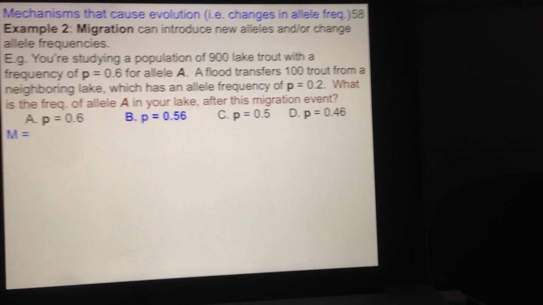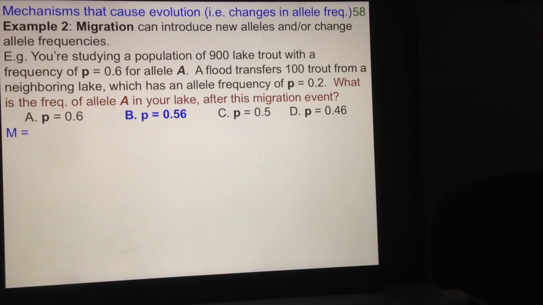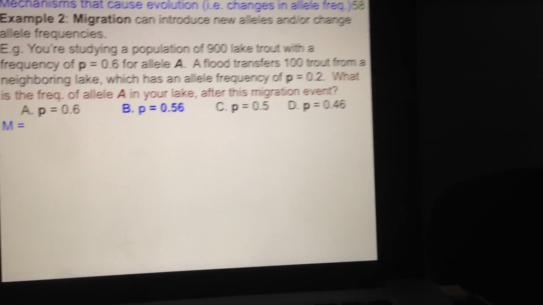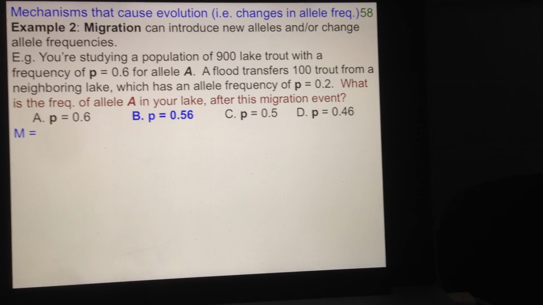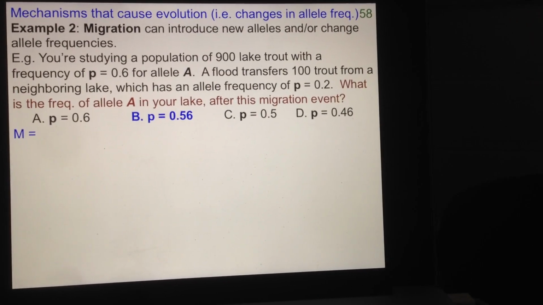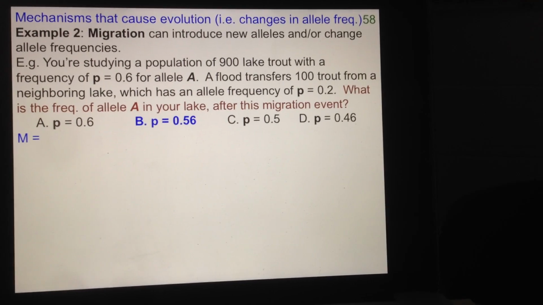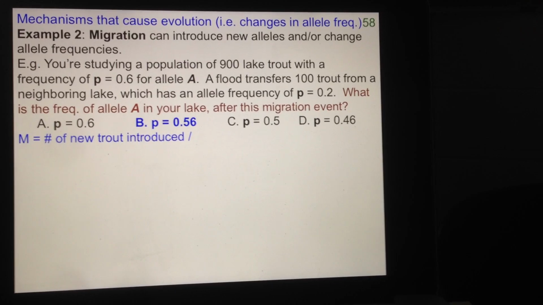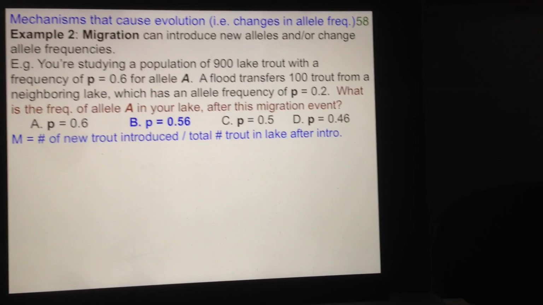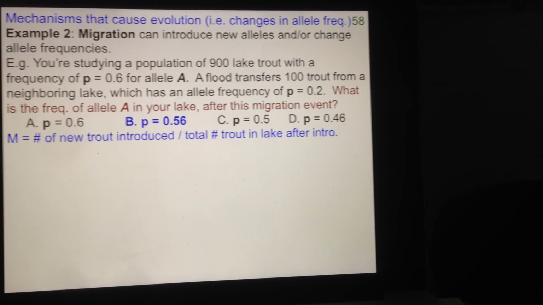Okay, so I'll show you how we figured that out. There's a certain formula you can use, but if you just logically work with the numbers, it would work as well. So I'll show you how to use the formula, then I'll show you how the formula just makes sense. It's fairly simple. Okay, so a couple of numbers you need. These are different letters that represent numbers you'll need. M represents the number of new trout introduced divided by the total trout in the lake after the introduction.